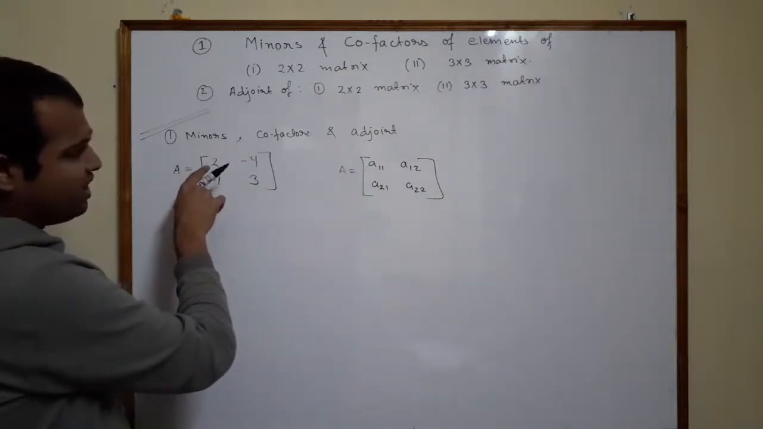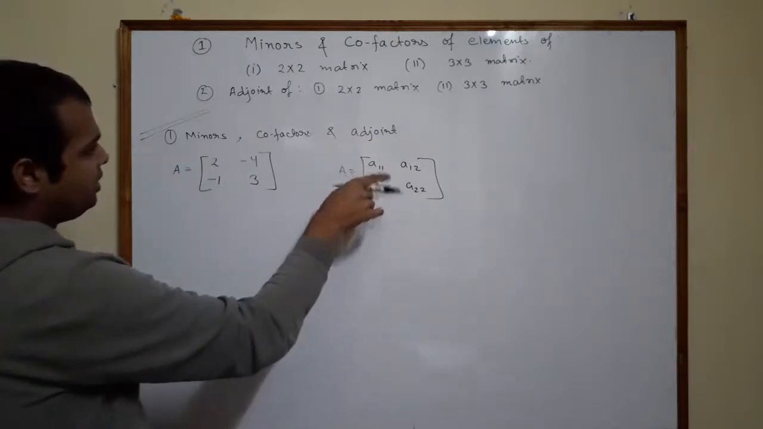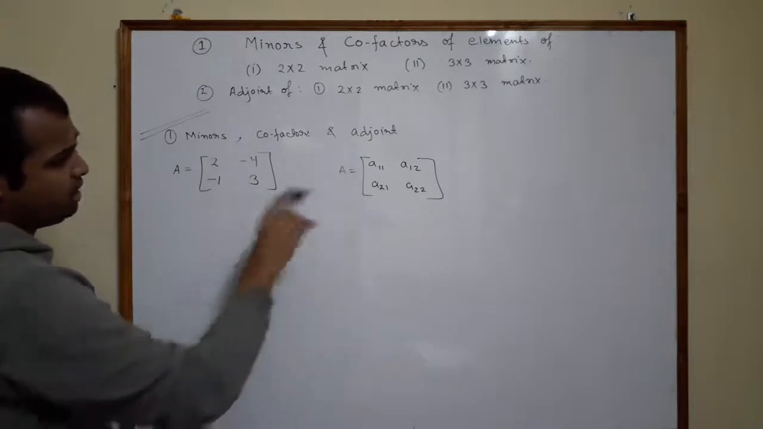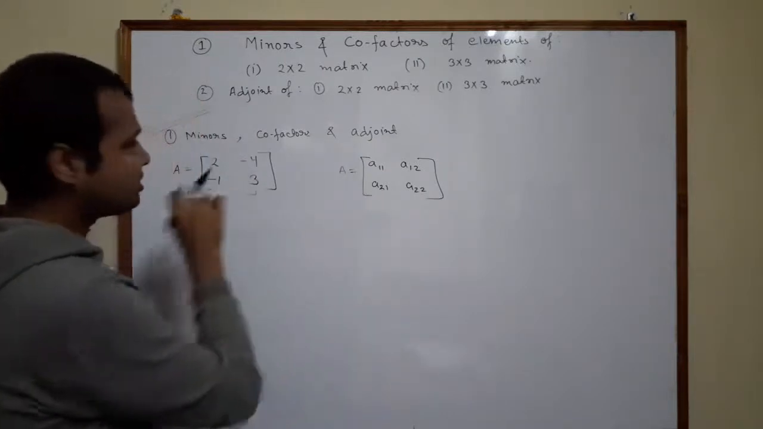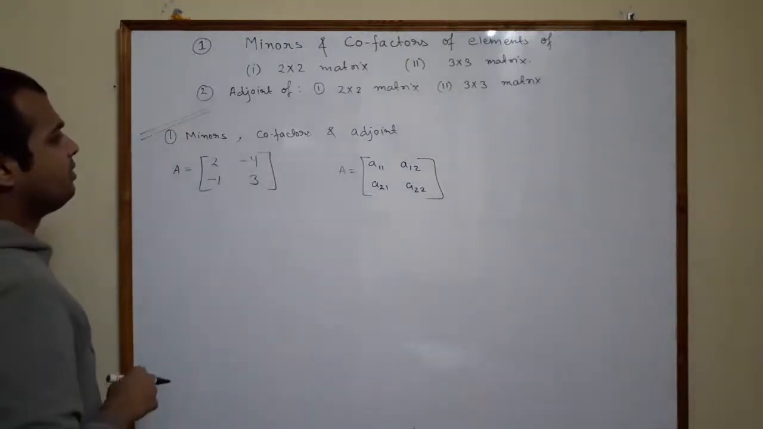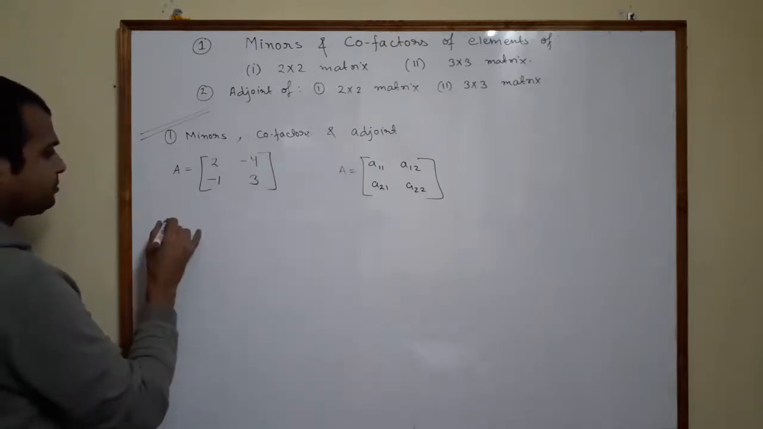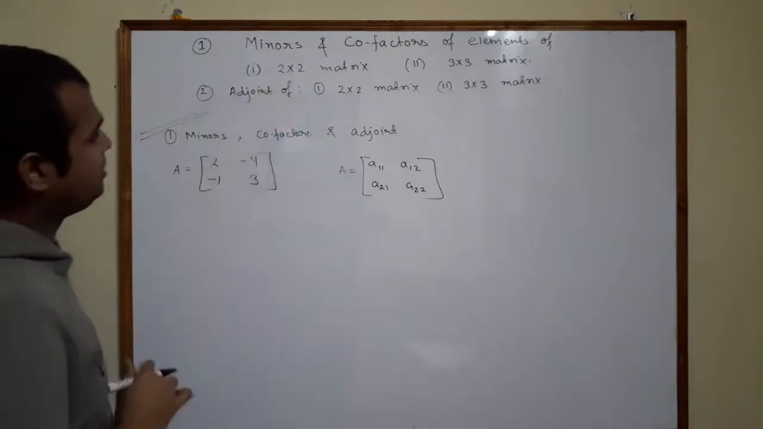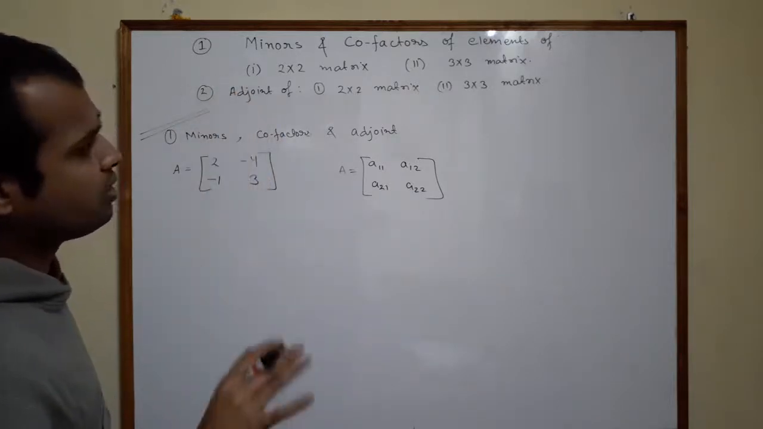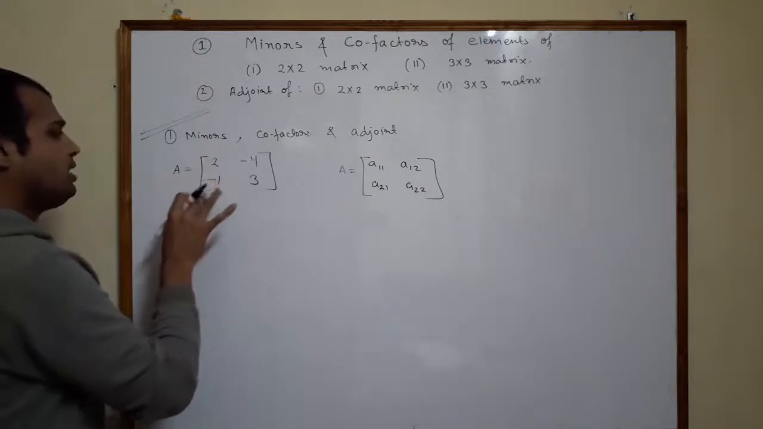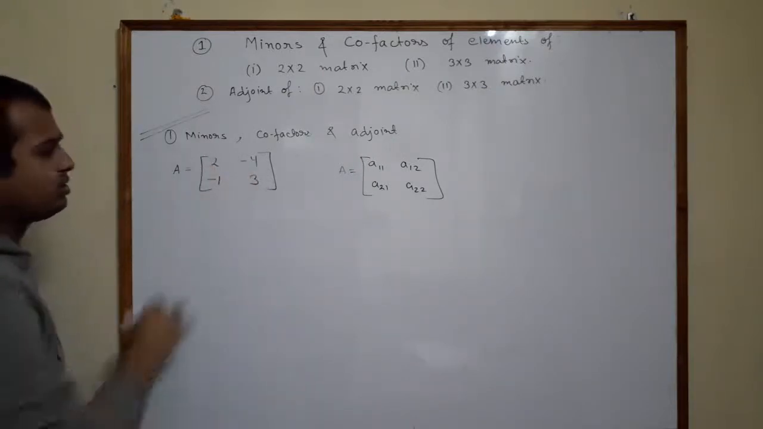If you compare these two, what is the value of A11 over here? Obviously 2. The value of A12 is minus 4, the value of A21 is minus 1, and the value of A22 is 3. Clear? Now, let's see how to write minors. As the topic says, minors and cofactors of elements, we need to write the minor of each element. So let us start from the first row.